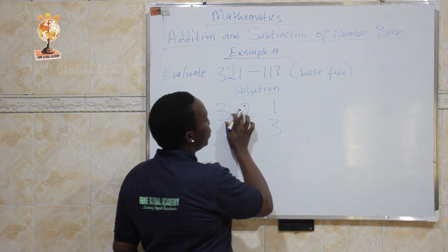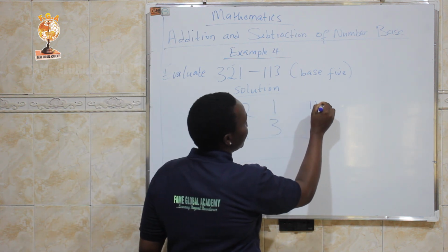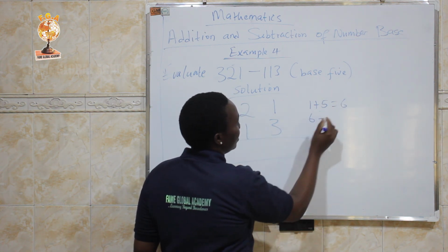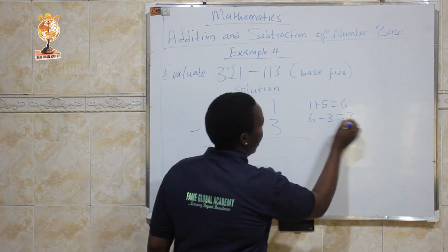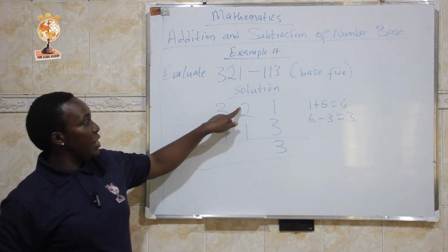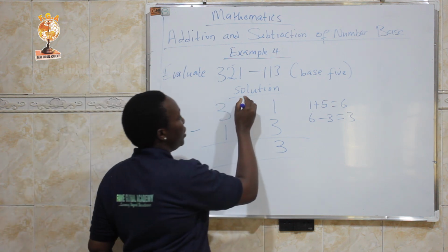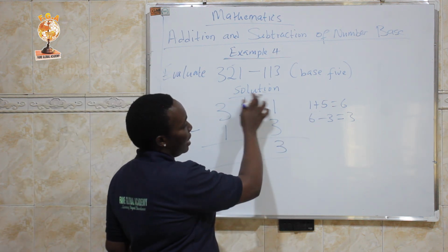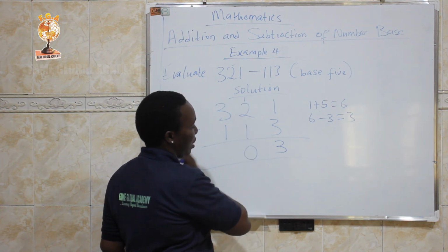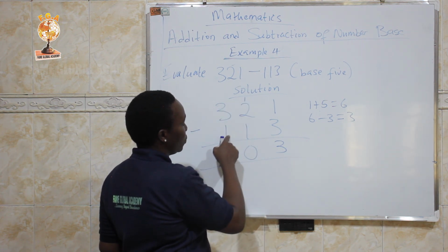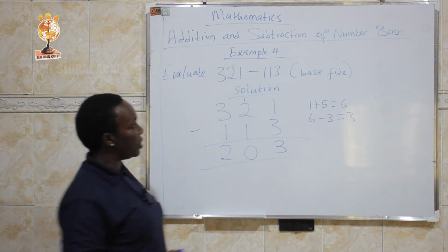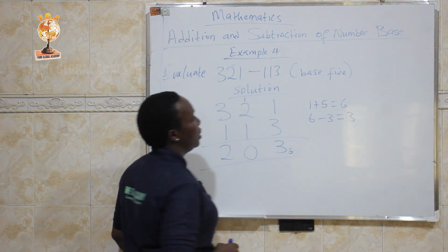So when we borrow it, it will now be what? 1 plus 5, which is 6. So it will now be 6 minus this 3. The answer is 3. So it's 3 that we'll have here. What is remaining here? 1, because we have already borrowed 1 out. So 1 minus 1 will give us 0. And 3 minus 1 is 2. So our answer is 203 base 5.